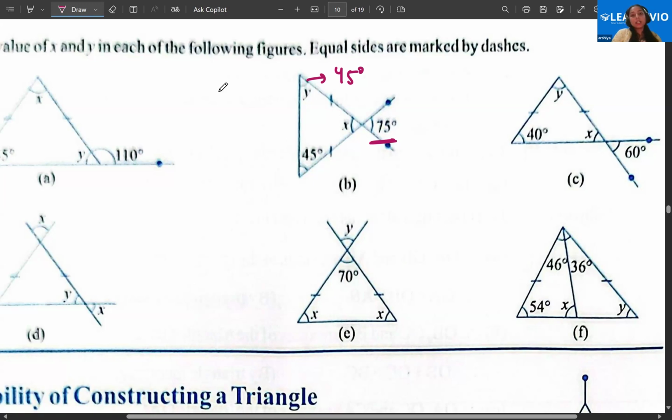No. This looks like what? This is a vertically opposite angle. Okay, 75 and x are vertically opposite, right? They are forming an x here. So 75 is equal to x. So here x will be 75. Okay. Clear to both of you? Yes.